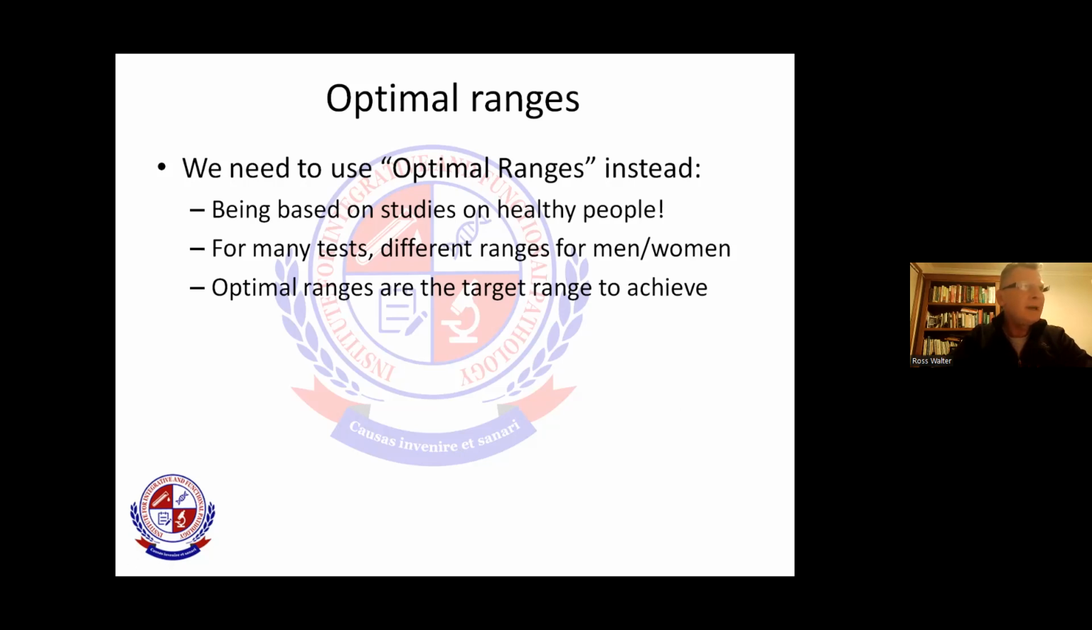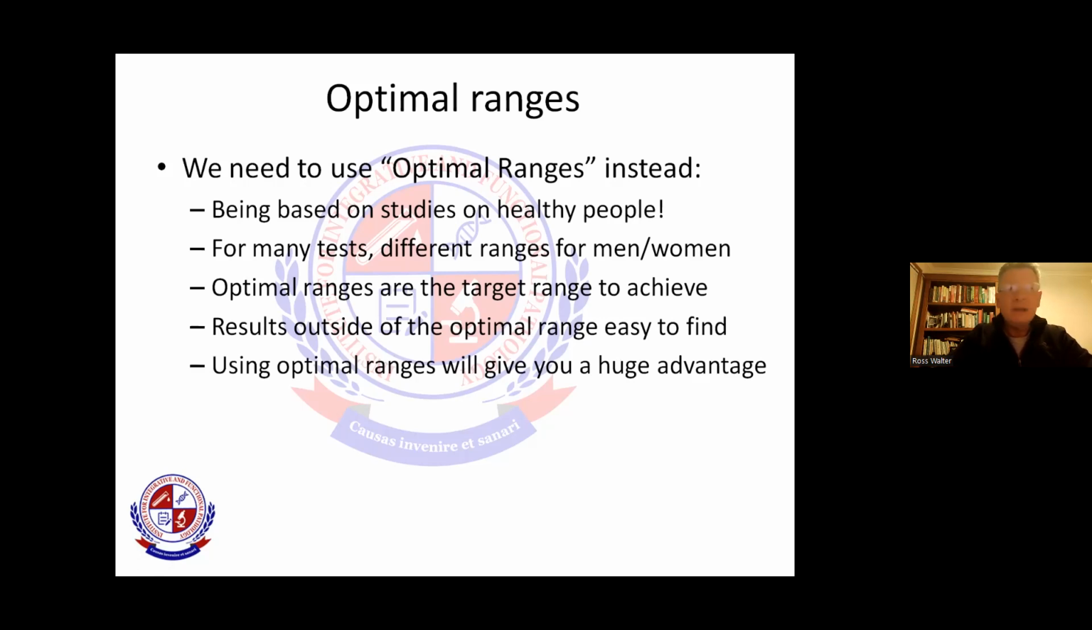So the optimal ranges, unlike the reference ranges, are the target range that you want to achieve. They're the ranges that you want to get the patient's or client's results to. So it's a much better way of analyzing the results. And any of the results that are outside the optimal range are easy to find. They're usually colored differently or bolded or highlighted. And when you're using the optimal ranges and the values are outside of the optimal ranges, there's a big problem there.